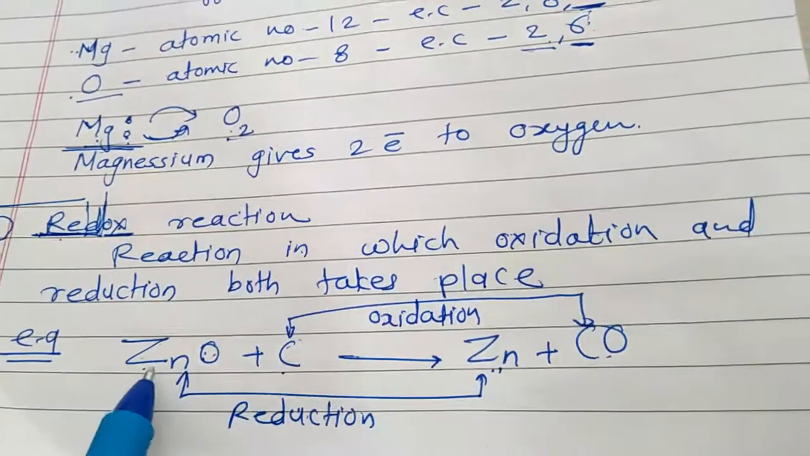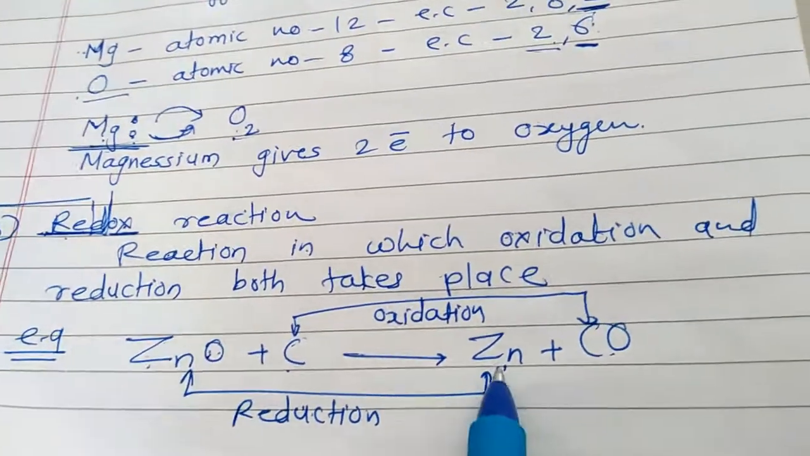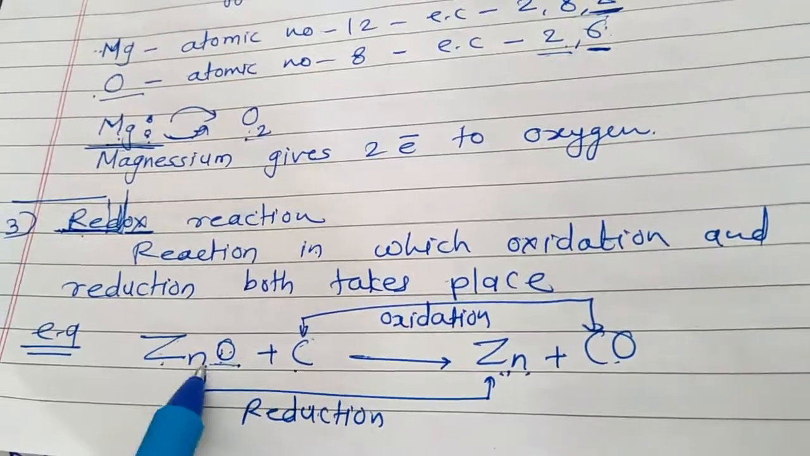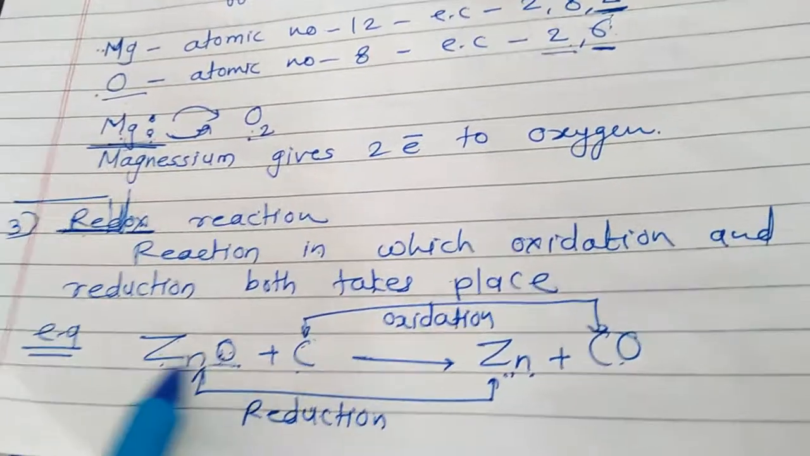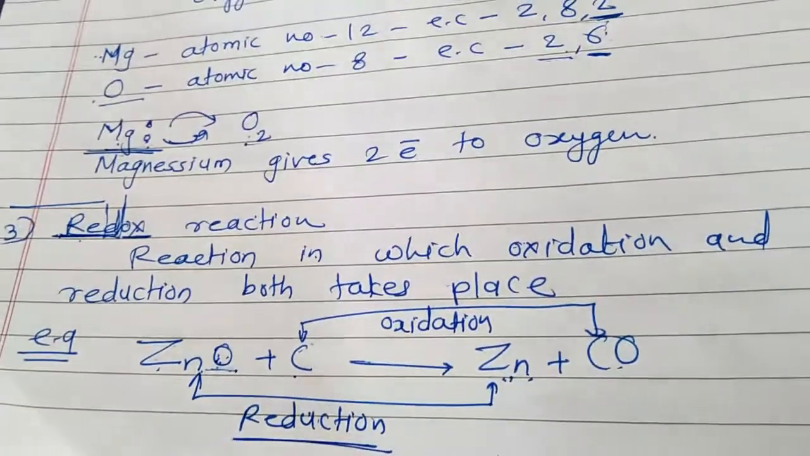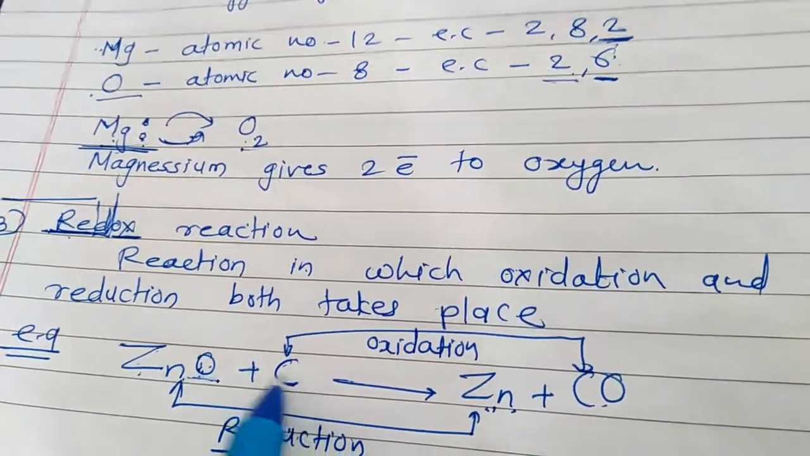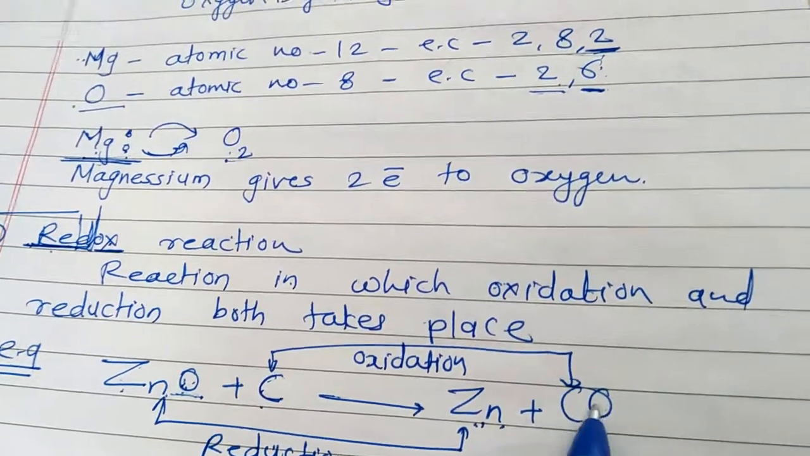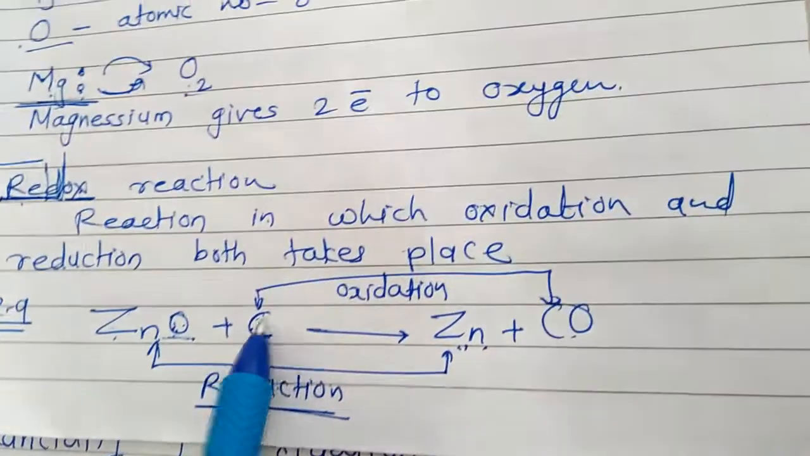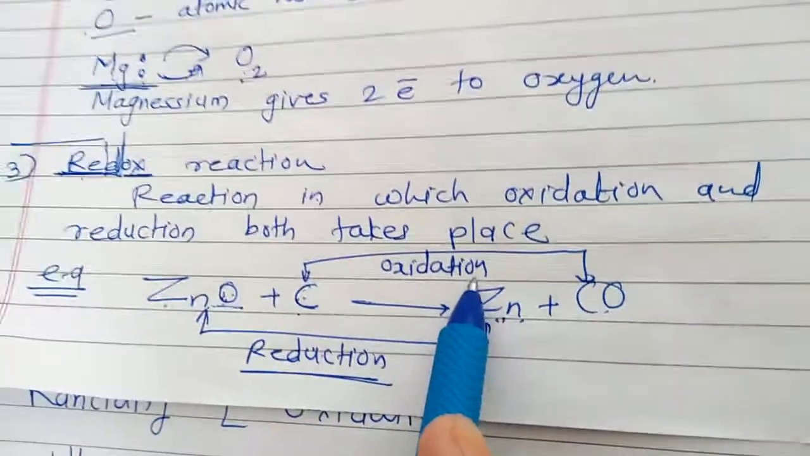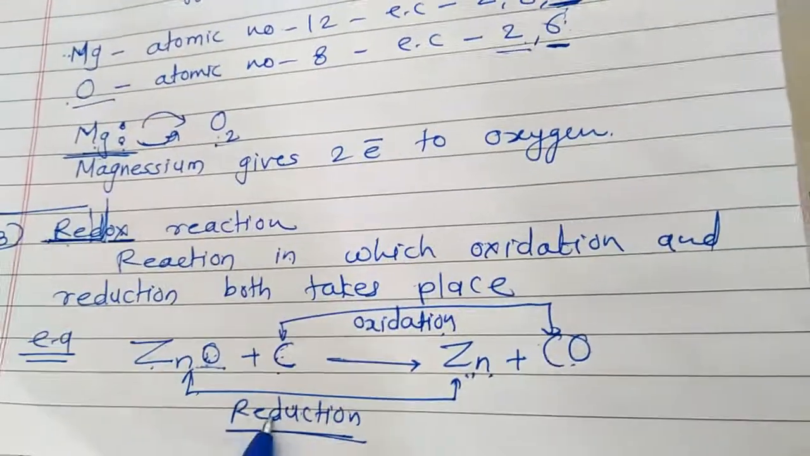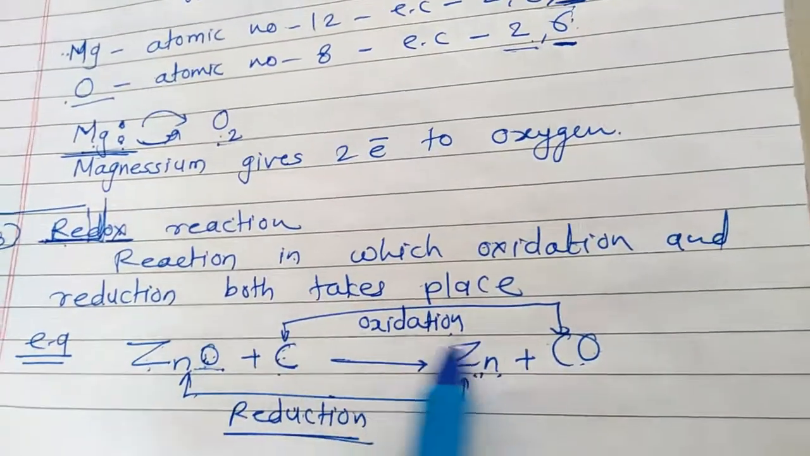Here in this reaction, ZnO gets converted into Zn, which means oxygen is removed. Removal of oxygen is called reduction. And here, carbon gets converted into CO, carbon monoxide. Carbon is gaining oxygen, and addition of oxygen is called oxidation. So here we have reduction as well as oxidation.